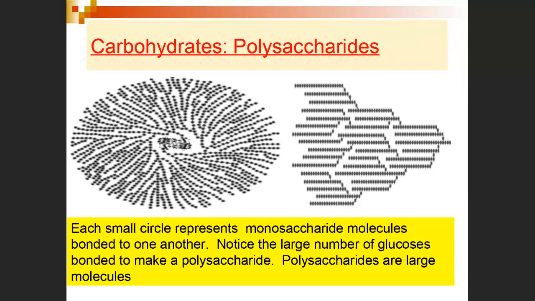So this is a picture of polysaccharides. Each one of the little circles represents a glucose molecule. And there are two different polysaccharides. One is glycogen, the other one is cellulose. And notice that they are basically made of the same monomer. What changes is the way these monomers are bonded together, creating different shapes of these huge molecules.